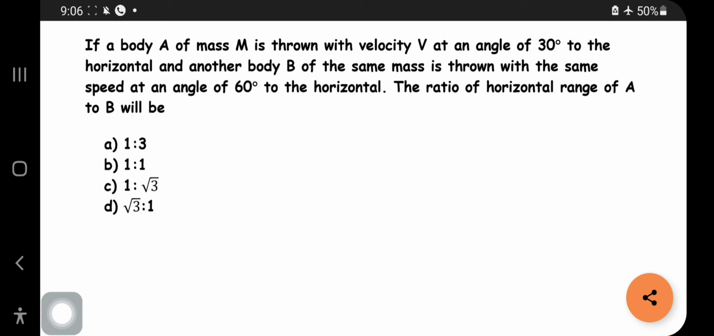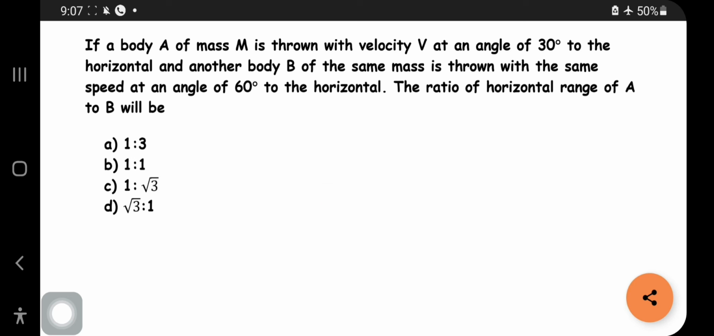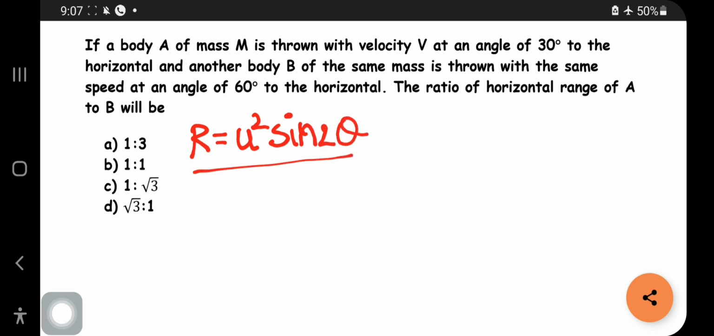If a body A of mass m is thrown with velocity v at an angle 30 degree to the horizontal, and another body B of same mass is thrown with the same speed at an angle 60 degree to the horizontal, the ratio of horizontal range... What is the formula for horizontal range? Horizontal range is given by R is equal to u square sin 2 theta by g. This is the formula.